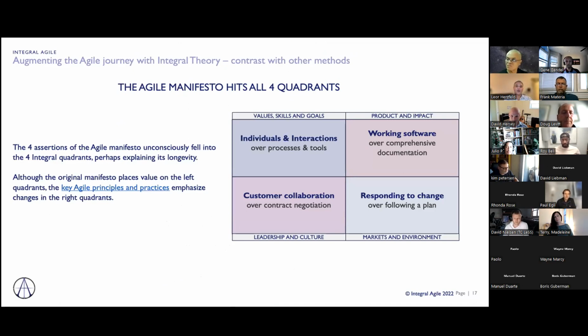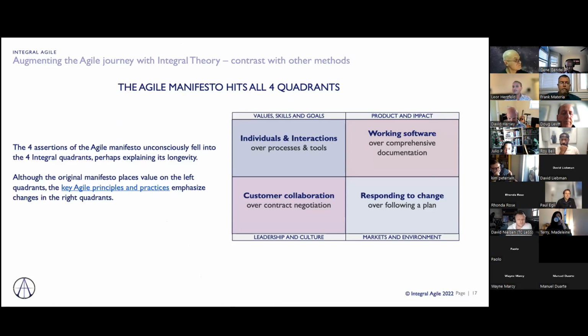So interestingly, going back to Agile, the Agile Manifesto happened to hit all 4 quadrants. Individuals and interactions over processes and tools. We care about the people. That's the upper left. Customer collaboration over contract negotiation, lower left. Working software, upper left. Responding to change over following a plan, right? The structure itself, lower left.